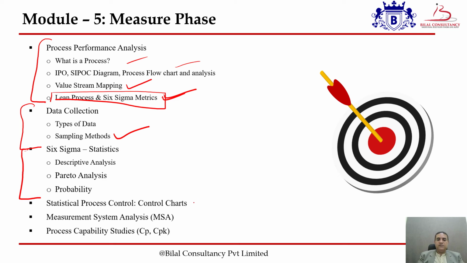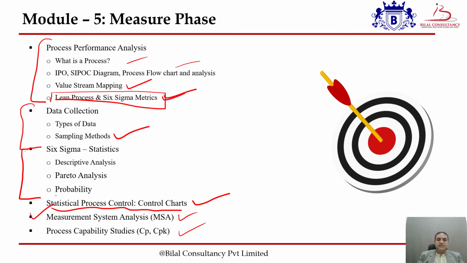Then we will talk about statistical process control, or you can say control chart. Basically, this particular tool is part of the control phase tools, but right now we are discussing this tool because the knowledge of this tool is going to be used in tools like measurement system analysis and process capability. If we know the control charts, it would be easy for us to understand the measurement system analysis concept as well as the process capability.